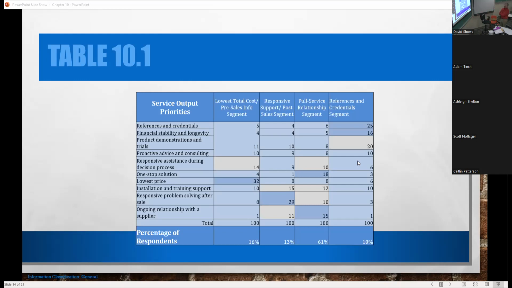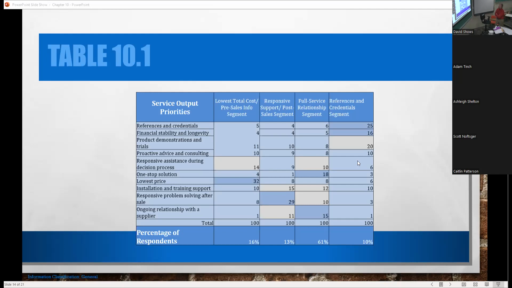The third group doesn't care about price either, but they're looking for a one-stop solution and they're looking for an ongoing relationship. So they're looking for an organization that they can call upon time and again for their particular help, and they're going to get it. So one-stop solution, responsive problem solving, ongoing relationship. They're looking for help before and after the sale. Yeah, that's kind of adding up, like they don't really have a big support group either.